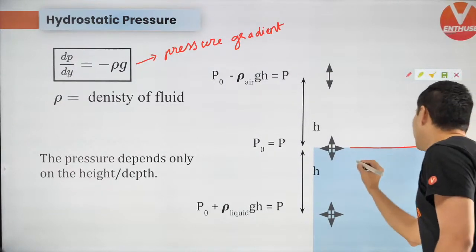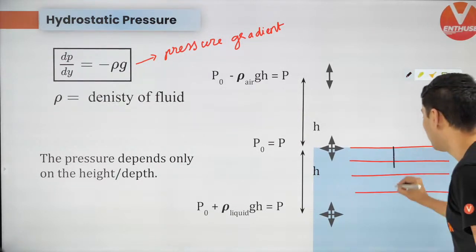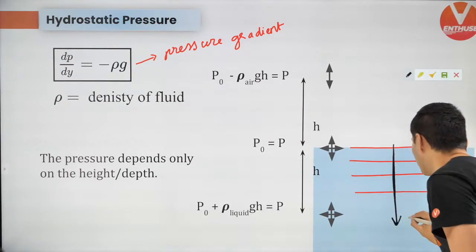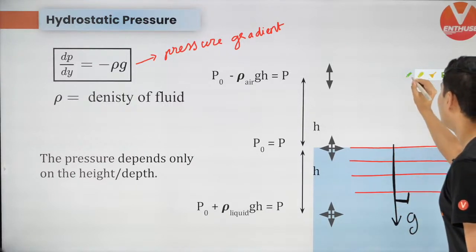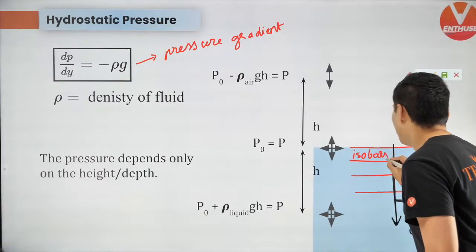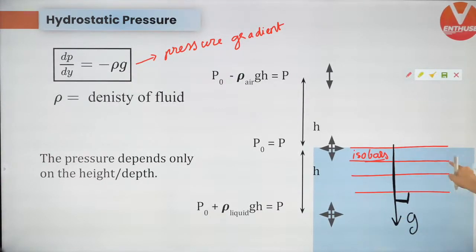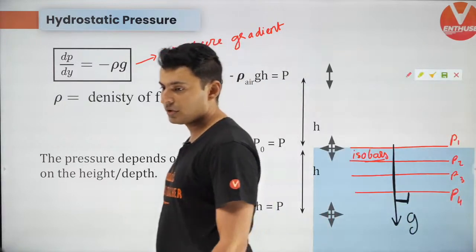The pressure will vary like this. Pressure will vary like this. And understand, this will be g, and g is always perpendicular to these lines. These lines are called as isobars. These points have the same pressure. So this is isobar P1, P2, P3, and so on and so forth. It keeps on increasing. Keep this in mind.